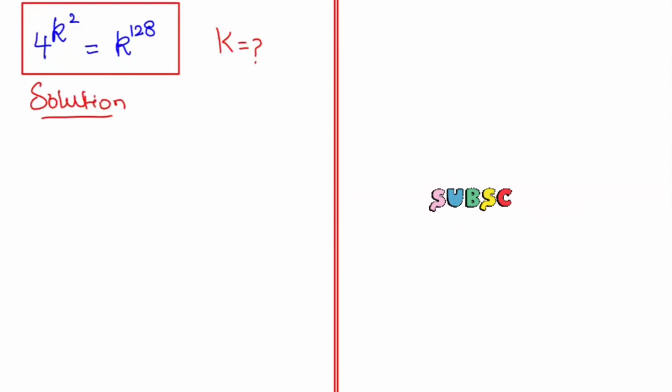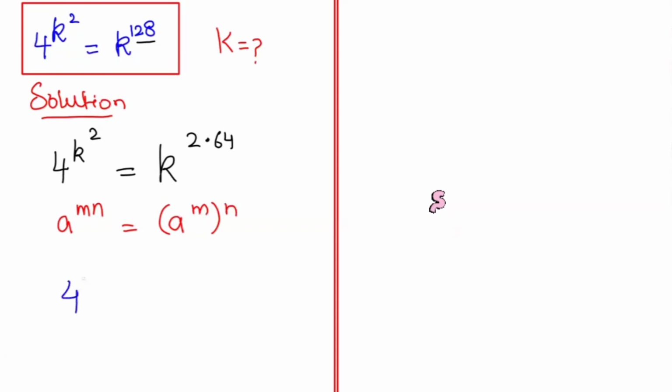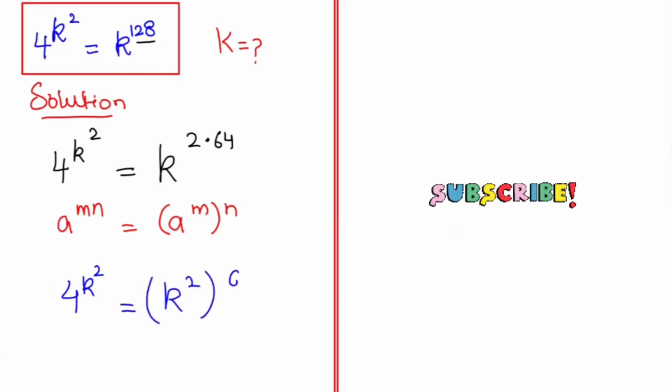In the first step, I'm going to split this 128. 4^(k^2) = k^(2 times 64), which gives us 128. Now I'm going to use the exponential rule here: a^(m times n) can be written as (a^m)^n. So I'm going to express this as 4^(k^2) = (k^2)^64.